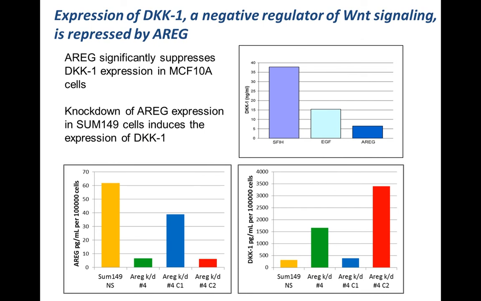So here's that data here. Here's the MCF10A cells without any growth factors, and they have a lot of DKK1. If you give them EGF, it comes down a little bit. But if you give them AREG, it goes down even more. So that was pretty interesting.